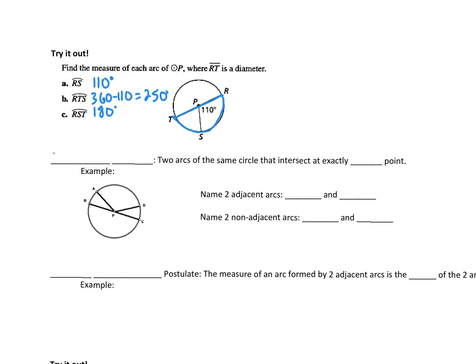Next is adjacent arcs. Adjacent arcs are two arcs in the same circle that intersect at exactly one point. So here, name two adjacent arcs from this picture. We can say BA and AD are adjacent because they're right next to each other. So we can say arc BA and arc AD are adjacent. Non-adjacent arcs are just arcs that don't touch. So if we name BA, the other one that does not touch BA is DC.